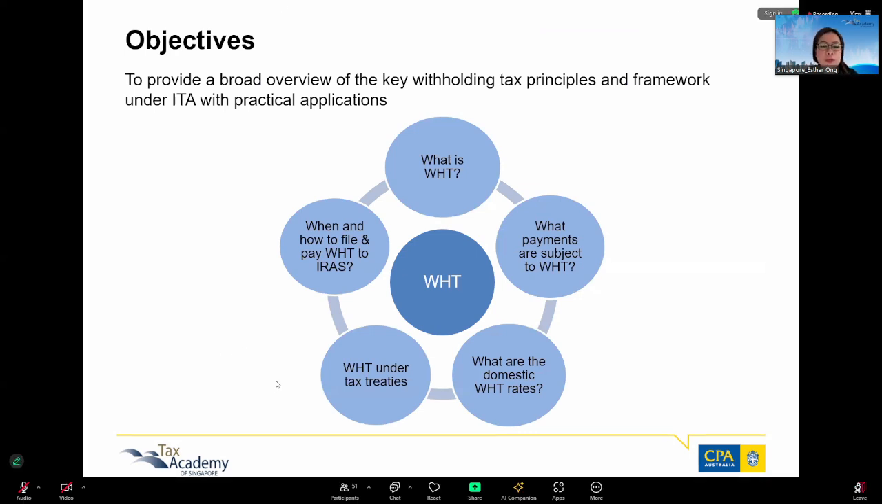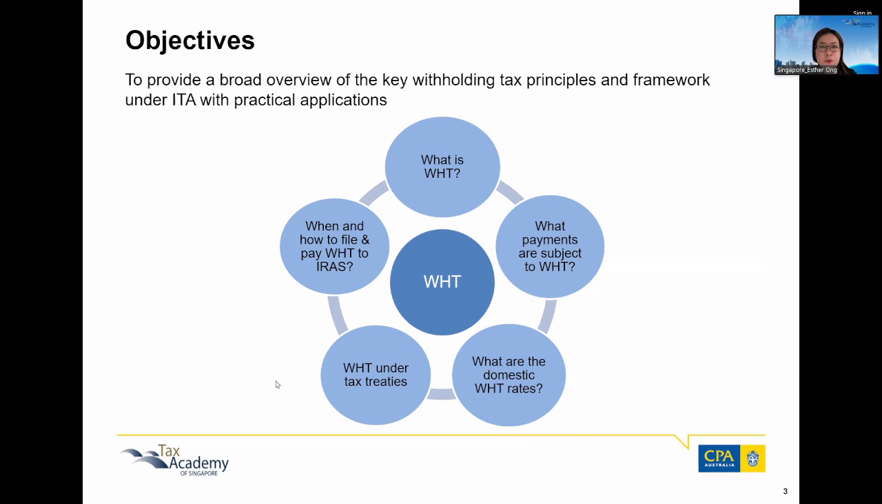Okay, for my sharing, I'll be covering these few parts that are shown on this slide. I will run through what is withholding tax, then what type of payments are subject to withholding tax, then what are the domestic withholding tax rates for the payments, and also application of tax treaties for withholding tax. And lastly, the administrative matters on when and how to file and pay withholding tax to IRAS.